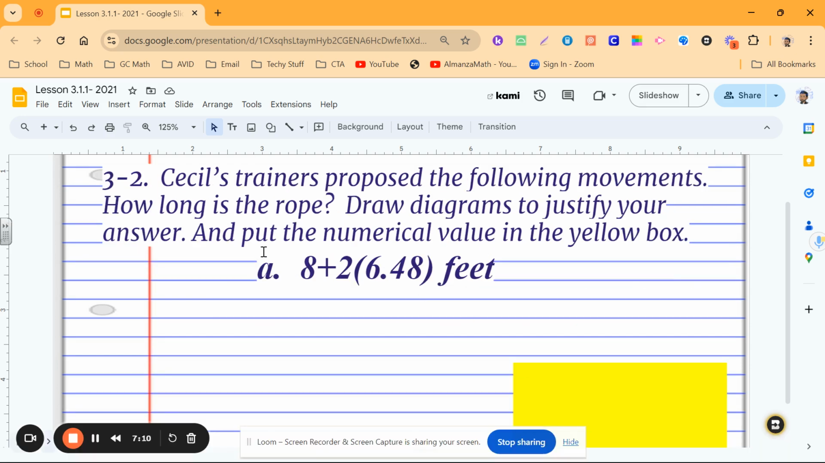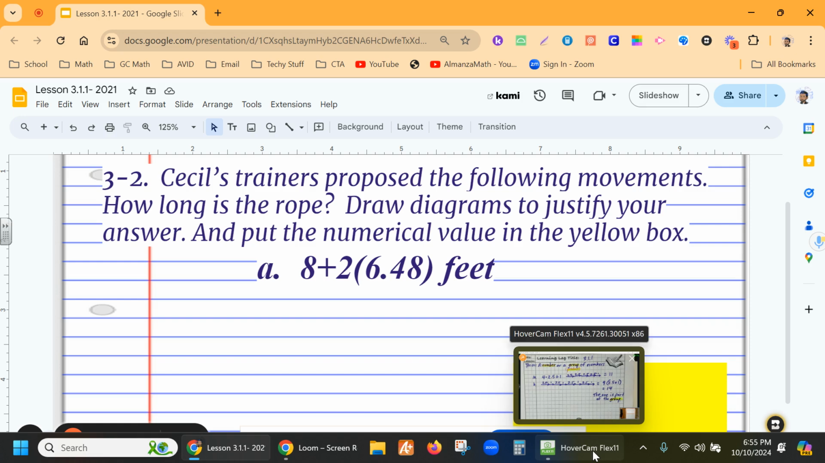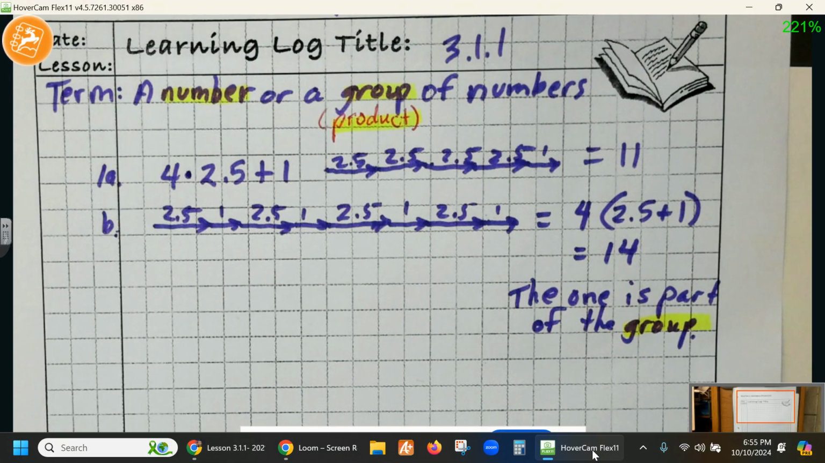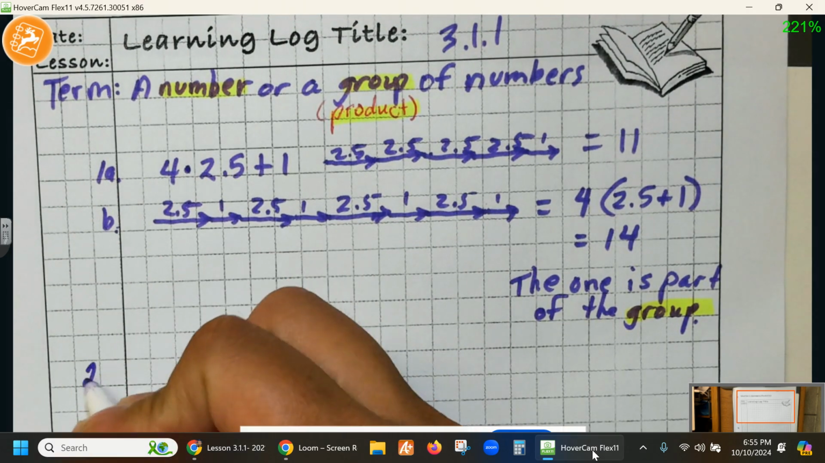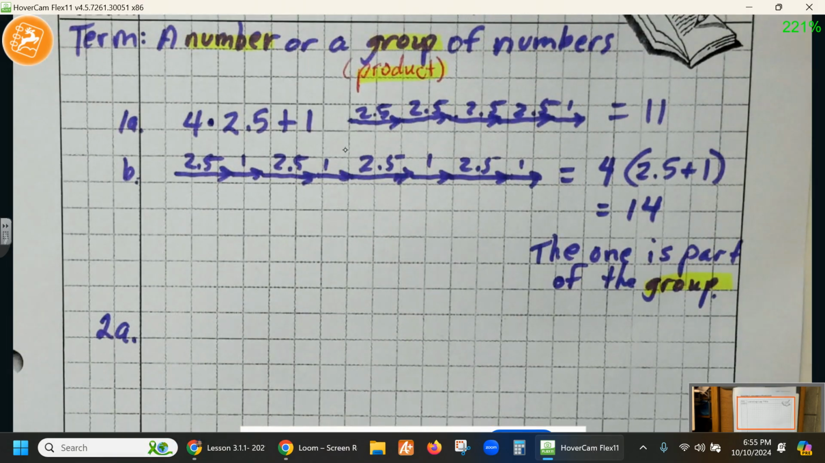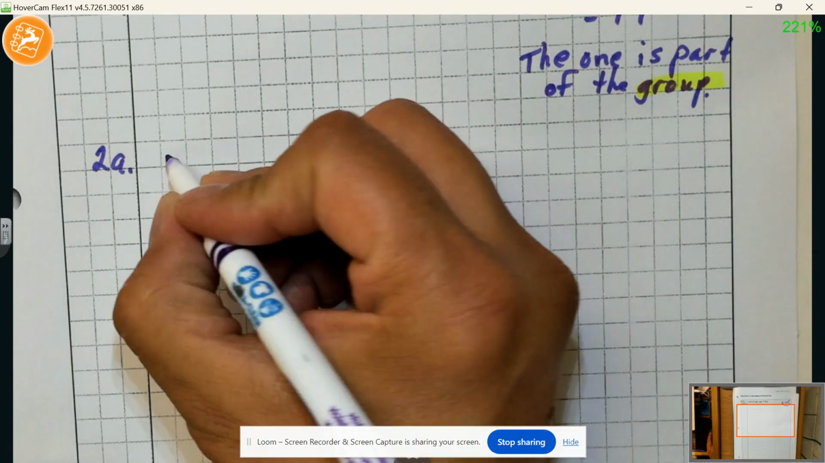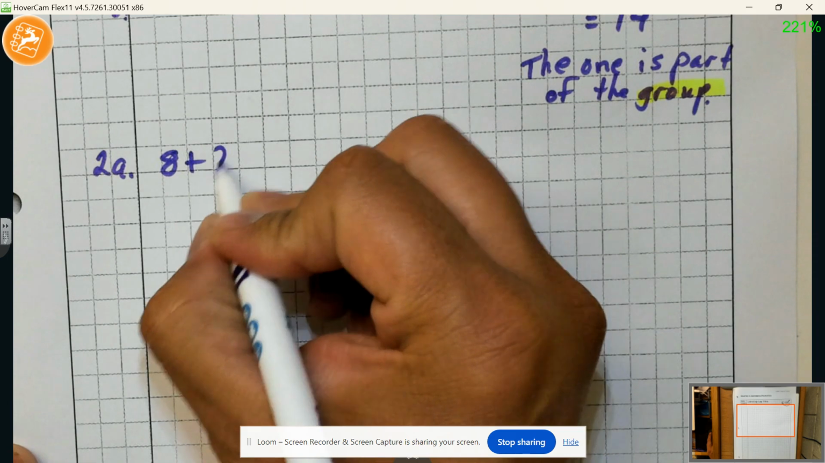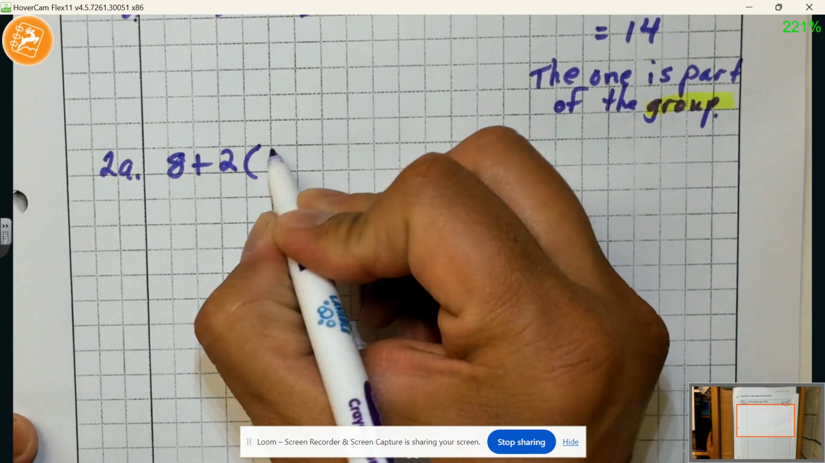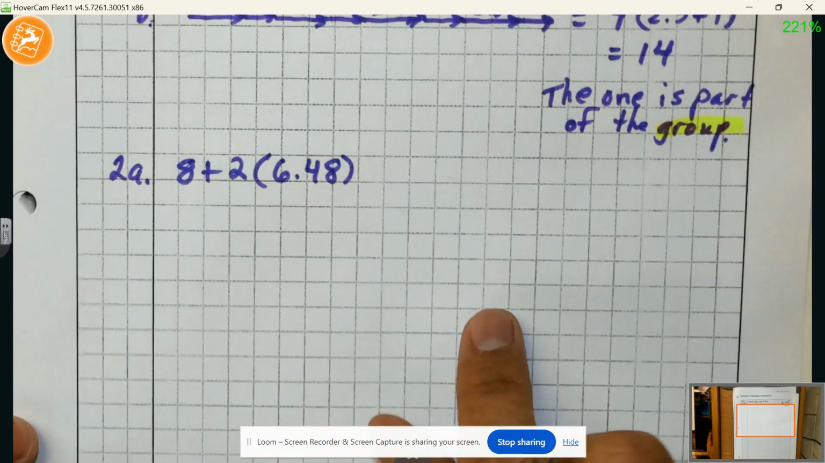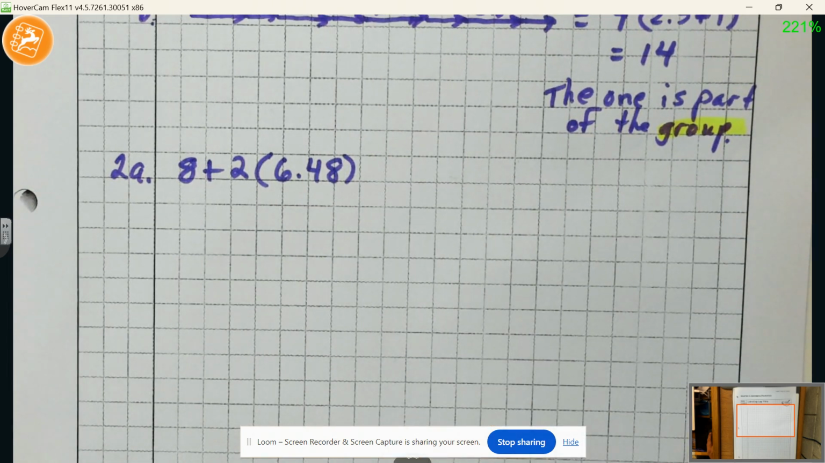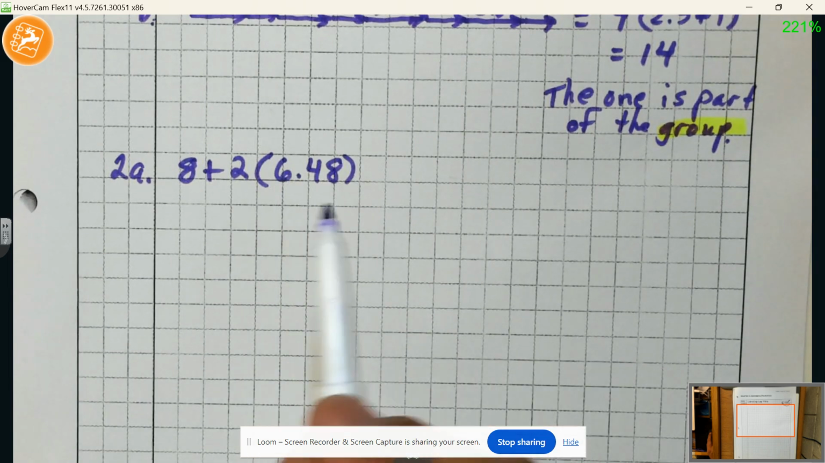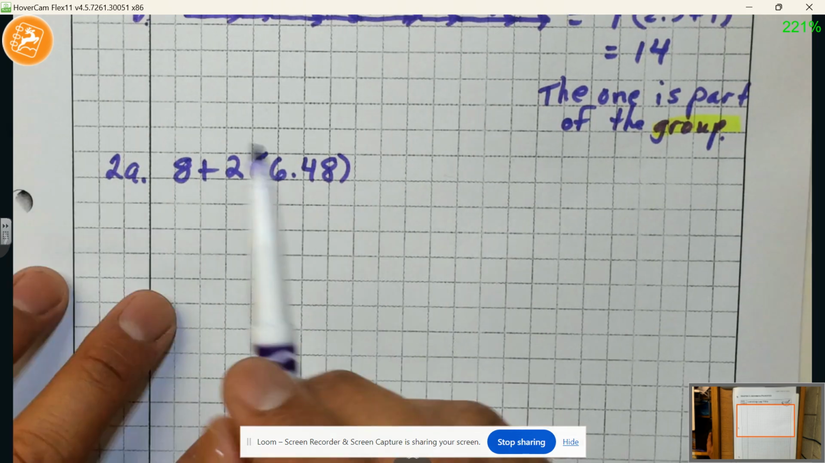So this next expression that we're going to evaluate, we're going to put this in a diagram with the arrows, and let's see what it gets us. So we have problem 2 in the book. And we have an 8 plus 2 times 6.48. Okay, now this is going to help out when we have expressions that are a little bit more complex with decimals and easier ways to deal with those more visually. So let's look at the diagram.